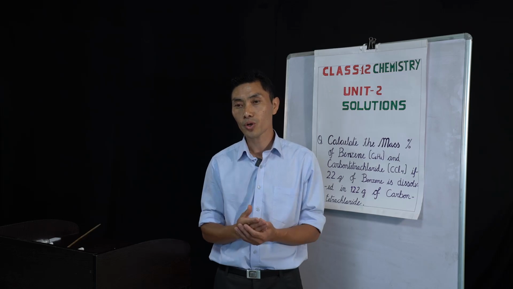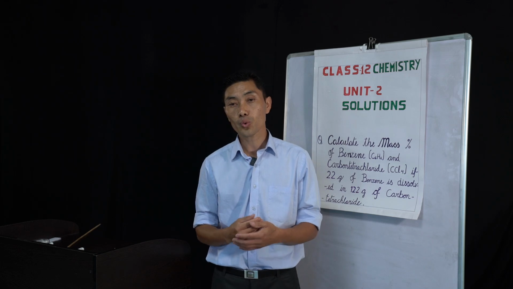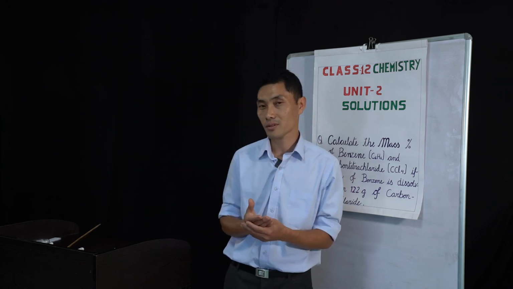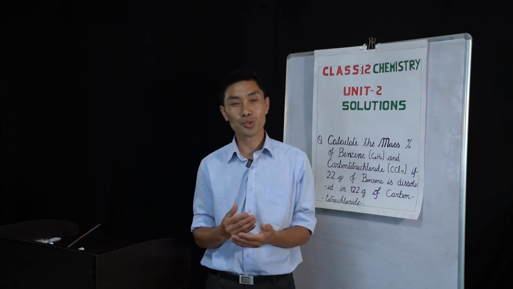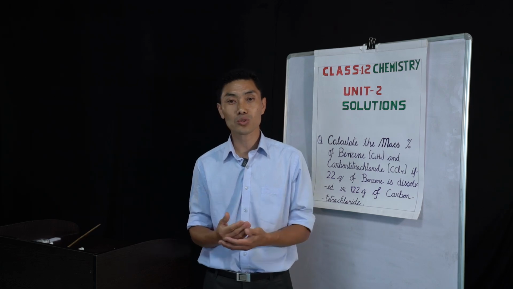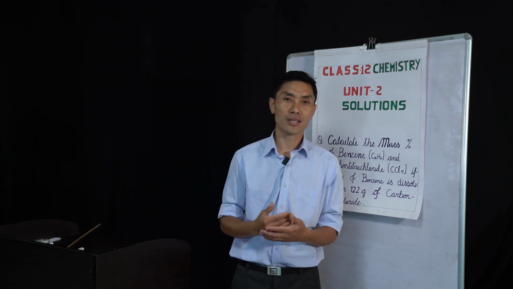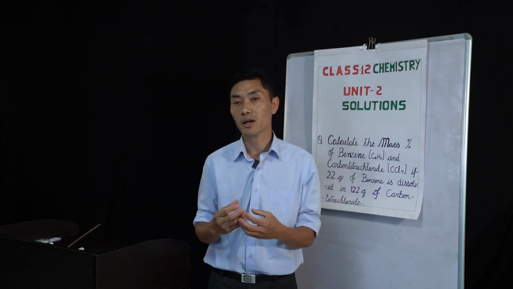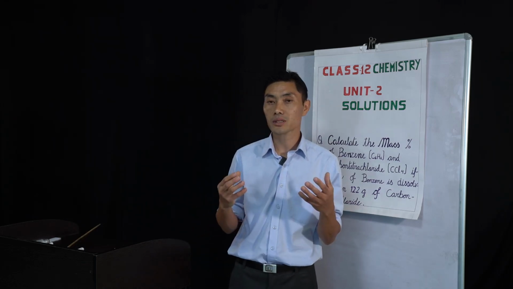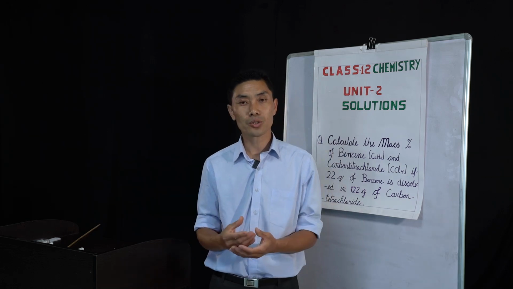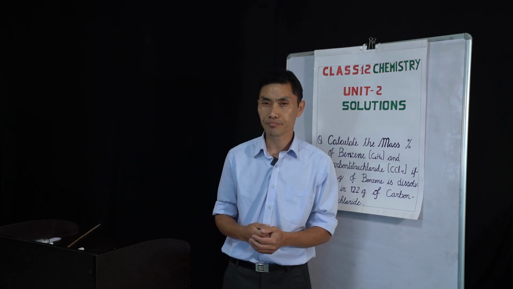Now, out of these two, one is called the solute, the other is called the solvent. So which is the solute, which is the solvent? The component that is present in smaller amounts is called the solute. The one which is present in larger amounts we call the solvent. But in certain cases, we might find that both components are present in the same amount. So in such cases, the one which is dissolved will be called the solute, and the one in which the solute is dissolved will be called the solvent.